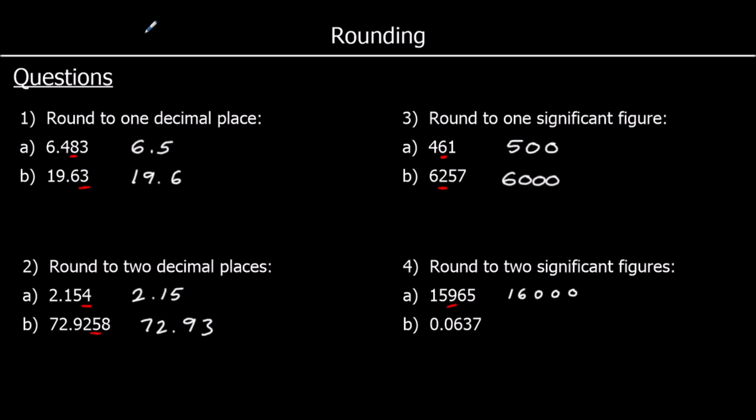And the last one, 0.0637. So we start counting at the first non-zero number. So it's a 6, and then the 3. We look at the next one. Is it 5 or above? Yes. So round up. And that will be 0.064. So it's closer to 0.064 than it is to 0.063.